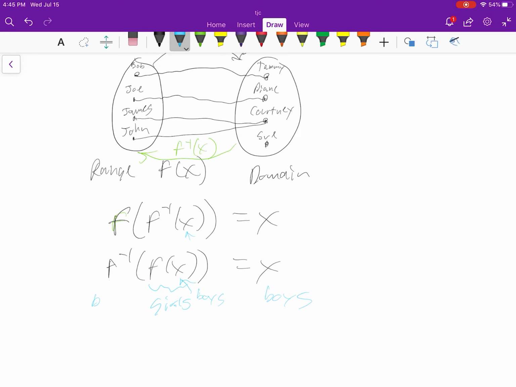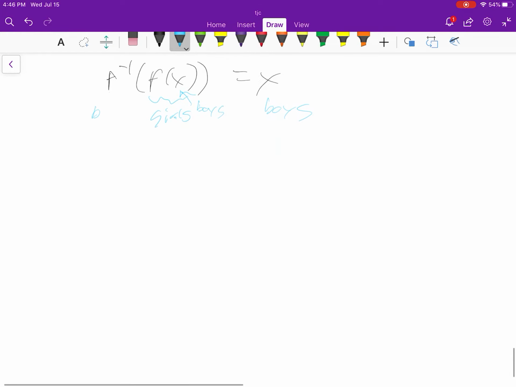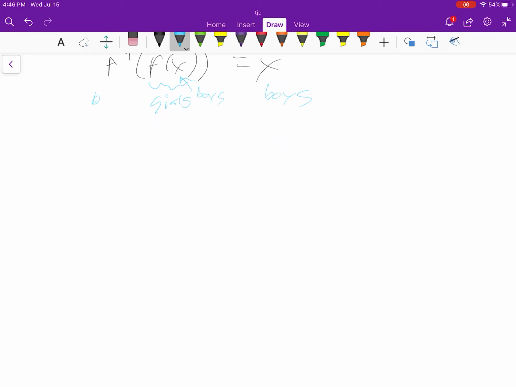Okay, the top one's a little harder to explain, but basically, this is another property of inverse functions: if you compose a function and its inverse together, you're just going to return x. You're just going to return the domain. Okay, that's the definition of an inverse. Not all functions have inverses. Okay, and let's then look at when they do and when they don't have inverses.